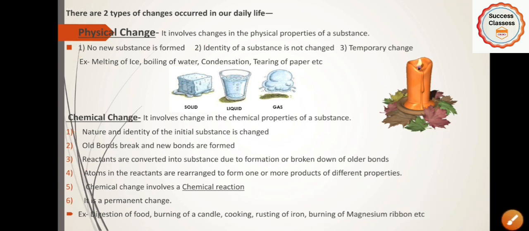Now, here is a diagram of the burning candle. Can you say whether the burning of a candle is a physical change or a chemical change? Burning of a candle involves both changes, the physical change and the chemical change. Here, melting of wax involves a physical change and the burning of the wick involves a chemical change.